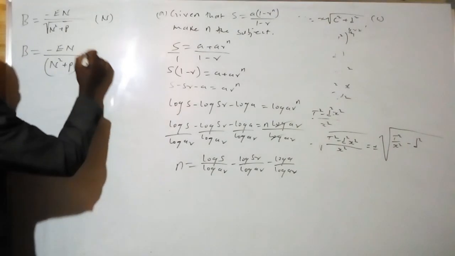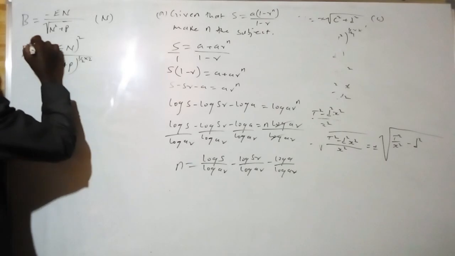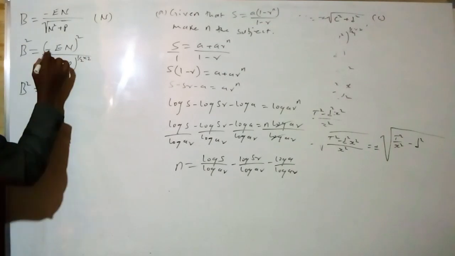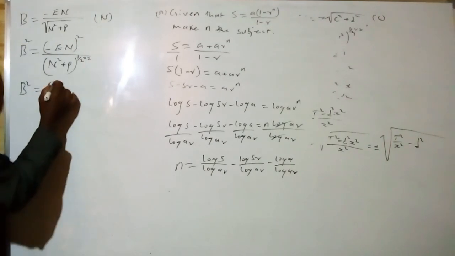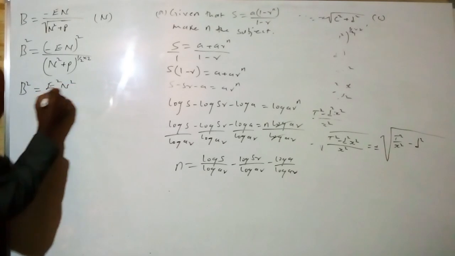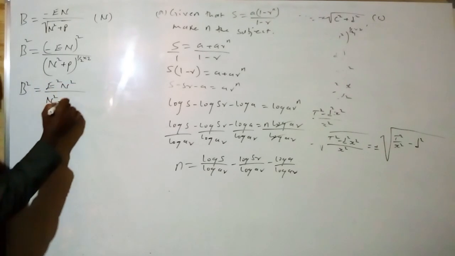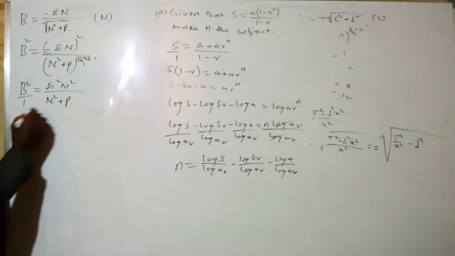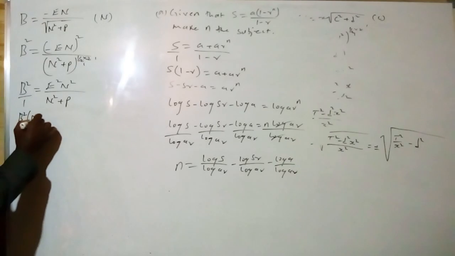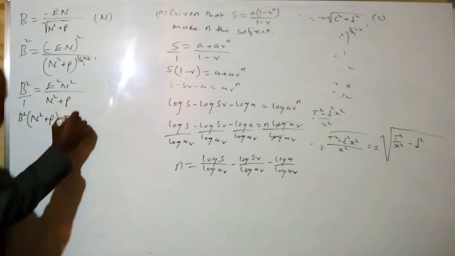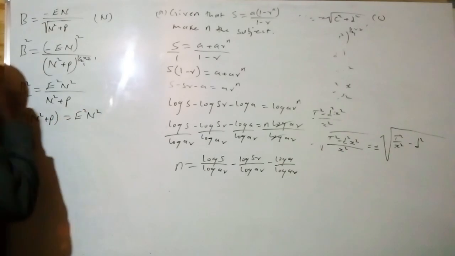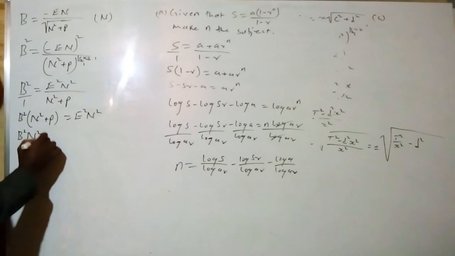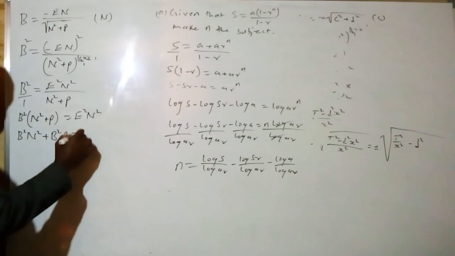You can say squared like that, and you are going to have B squared is equals to the whole of this squared: e squared n squared all over n squared plus p to the power 2. Then you multiply: b squared (n squared plus p) is equals to e squared n squared. Open the bracket: b squared n squared plus b squared p is equals to e squared n squared.